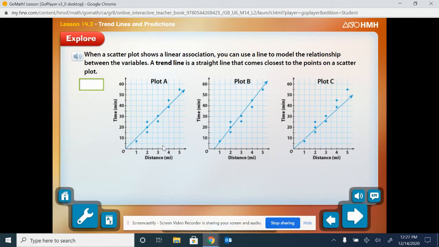To draw a trend line, use a straight edge to draw a line that has about the same number of points above and below it. Ignore any outliers. Which of the scatter plots shows a trend line that meets these conditions? This one has 3 on the bottom, but there's 6 on the top. This one has 4 on the bottom and 1 on the top. This one has 3 on the bottom and 3 on the top. So it must be A. Excellent. Plot A has approximately the same number of points above and below the line.